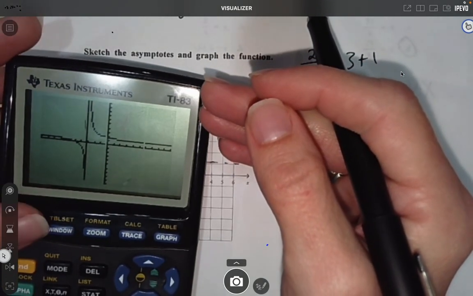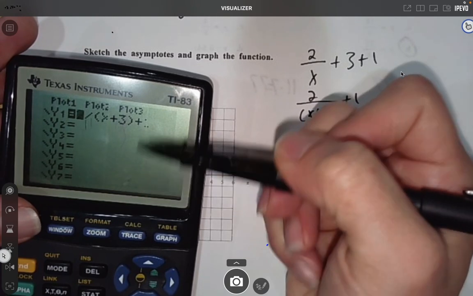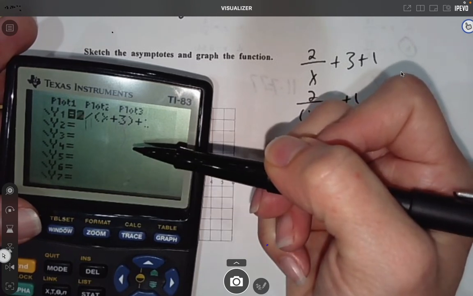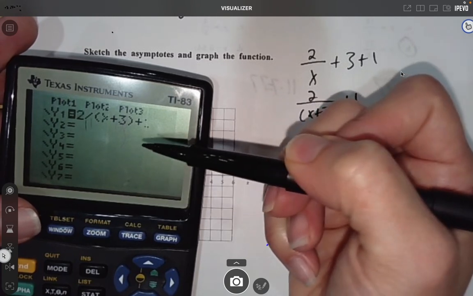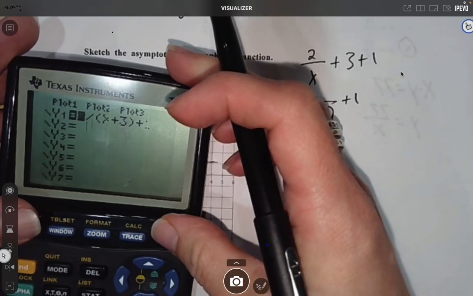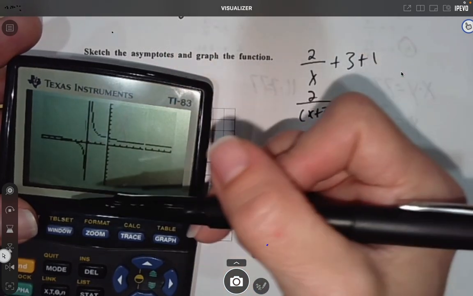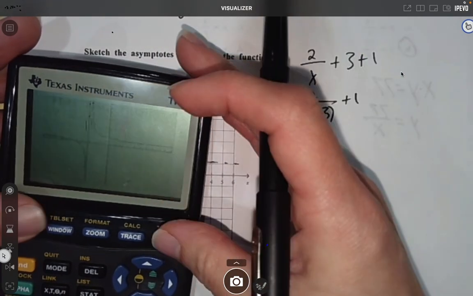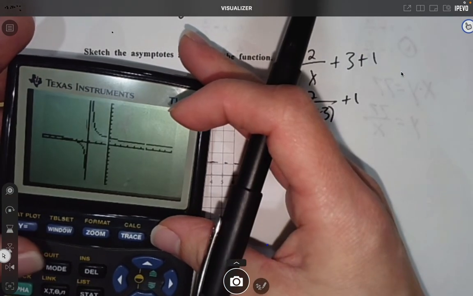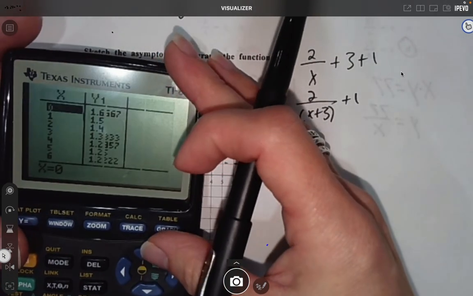Did you put y equals 2 over, and you put x plus 3 in parentheses? Yeah? And then plus 1. Yeah, I mean, my 2's in the parentheses. But is your x plus 3 in parentheses? Okay, then it's not moved over and up. Let's look at your ordered pair. Press second graph. It's okay. And let's see if some of your ordered pairs match.